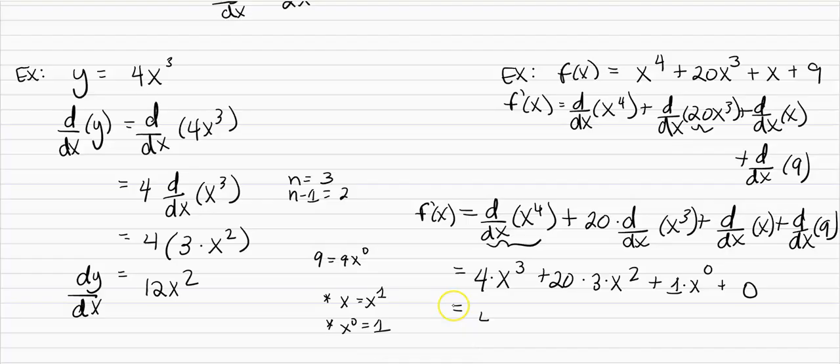Simplifying, we have 4x cubed plus 20 times 3 times x squared, which is 60x squared, plus 1 times x to the 0 power, which is just 1 times 1, which is 1.